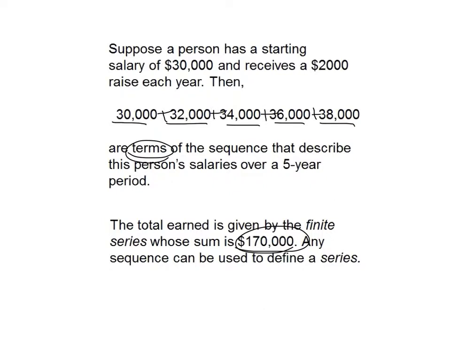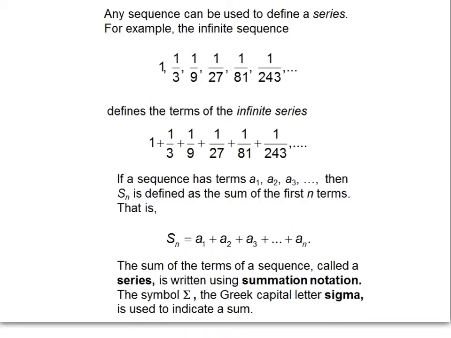Any sequence can be used to define a series. What you see here is a finite series because it has exactly 5 terms to it, or an exact set number of terms. We can use any sequence, so for example, this with these 3 dots, that means it's an infinite sequence. And this sequence defines the infinite series like this, where we're adding each term together.